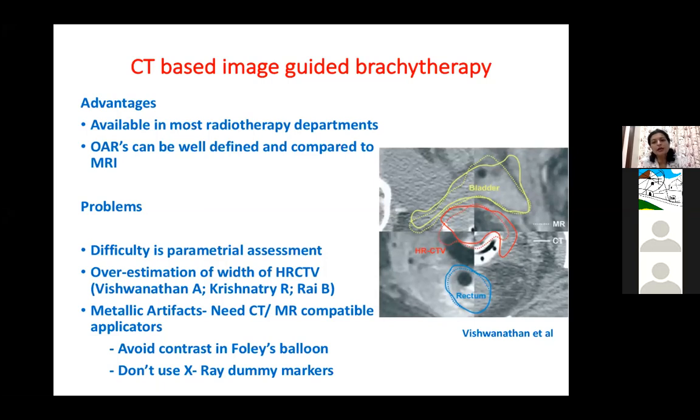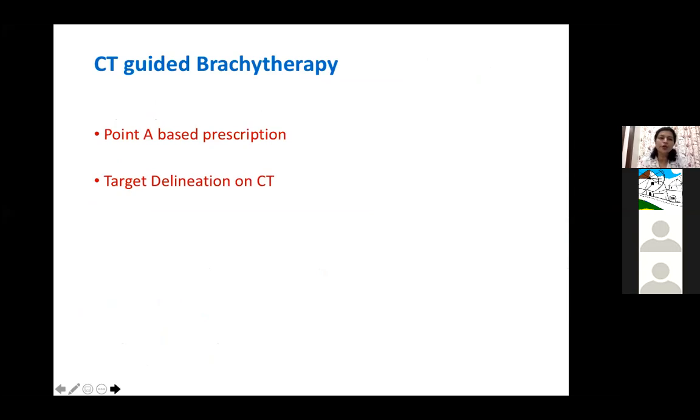So for CT scan, you can supplement it with copper wires. And of course, we should avoid using contrast and Foley's balloon, because that also leads to artifacts. So if you are planning to do CT-guided brachytherapy, there are two ways of doing it. One is that we still base our prescriptions on point A because of uncertainties of delineation of the target on a CT scan, and you report the volumetric doses to the organs at risk. So you can contour the OARs on a CT scan, you can evaluate the 2 cc doses to the OARs on a CT scan, and you can still do a point A based prescription, which till date is safer.